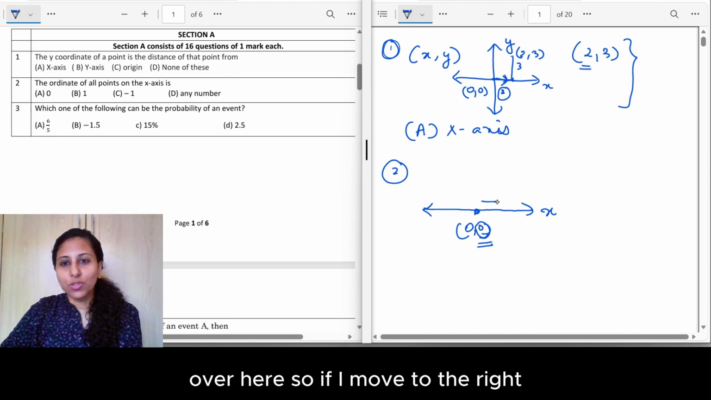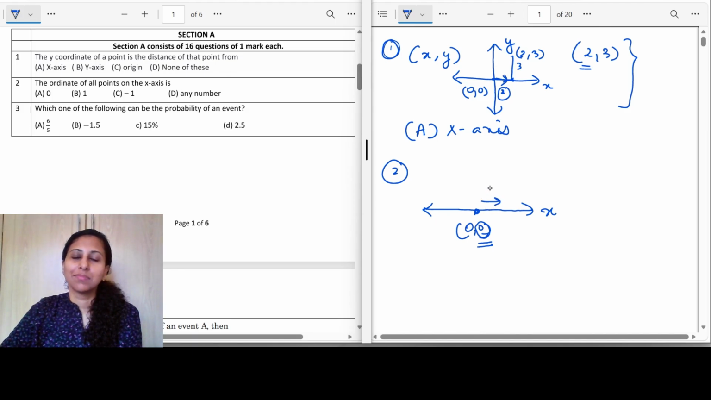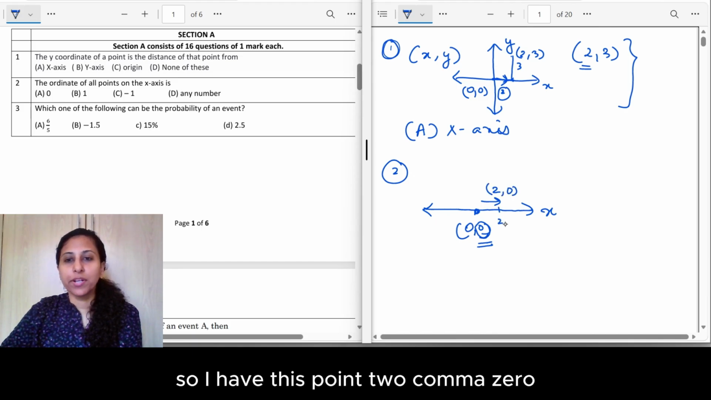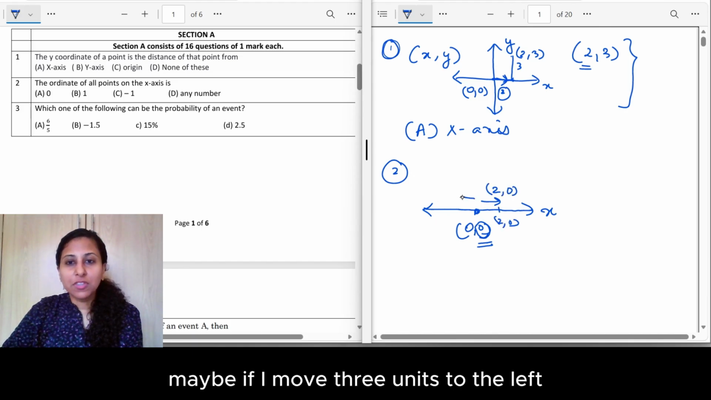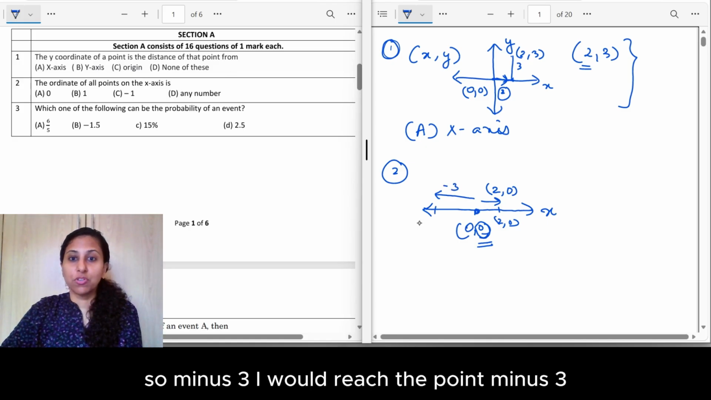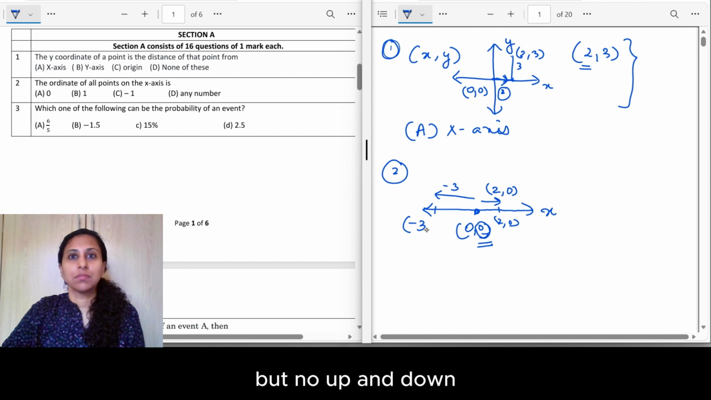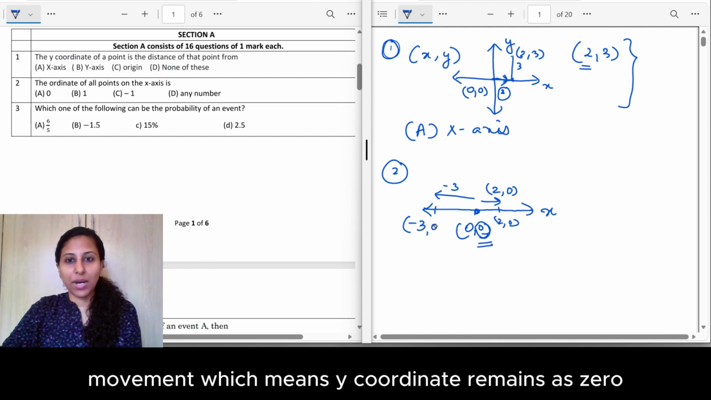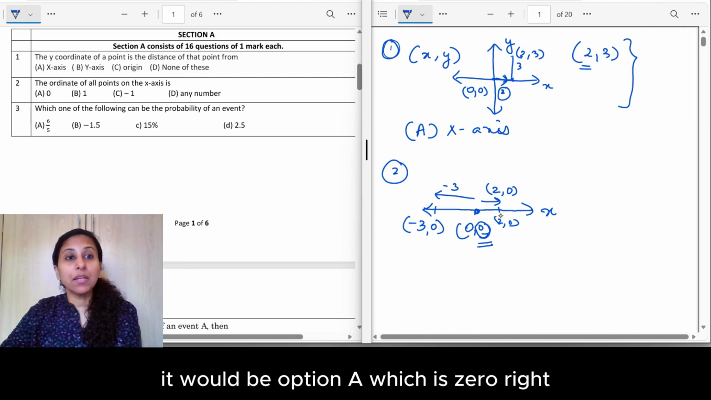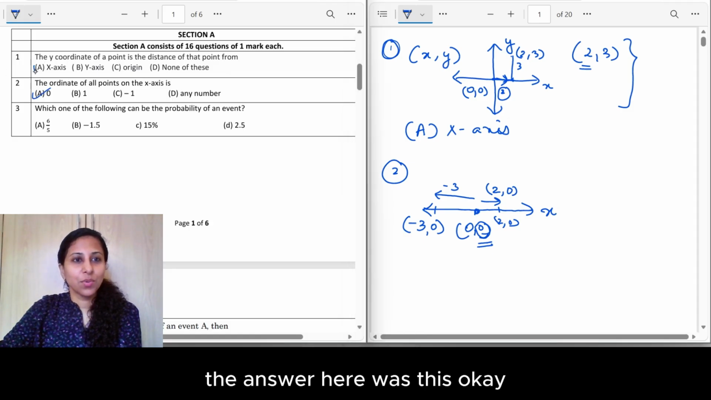So if I move to the right, maybe the x coordinate is becoming, let's say 2 over here. But the y coordinate remains as 0. So I have this point 2 comma 0. Maybe if I move 3 units to the left, left movement means minus, so minus 3. I would reach the point minus 3, 0, but no up and down movement, which means the y coordinate remains as 0. So the ordinate of all points on the x-axis would be what? It would be option A, which is 0, right? The answer here was this.